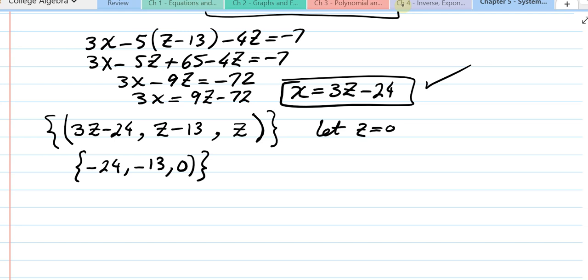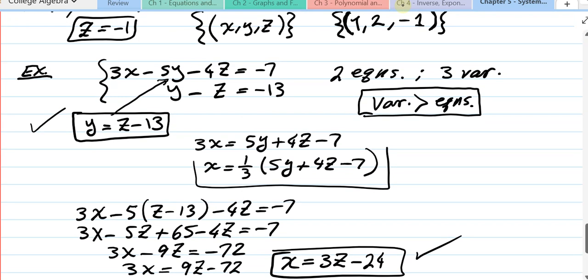If you want, let z be, what number do you like? Whatever. Probably 1, 2, 3, 4, 5, or negative 1, negative 2, whatever. You can let z be pi, by the way. All right, let's go fancy. Let z be pi. Remember pi, 3.14 approximation. So my solution set is 3z, that would be 3 pi minus 24; z minus 13, that would be pi minus 13; and z is pi. There you go. So anything you like, you can let it be.